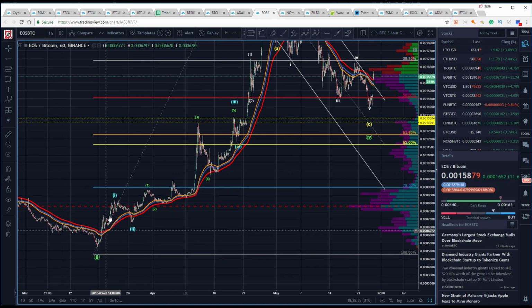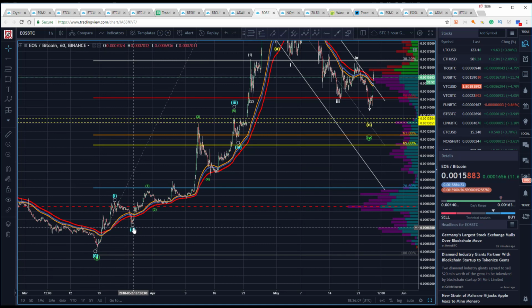We have to count this as a 1, 2, 1, 2, because we can't get 1, 2, 3 or 3. It just doesn't work. We don't have the subdivision that would allow for an impulse wave in the third. So we have to go 1, 2, 1, 2. Now I can get a 3.